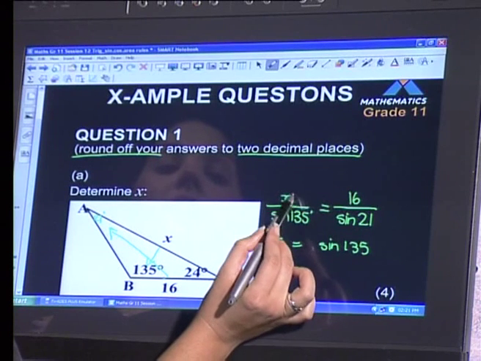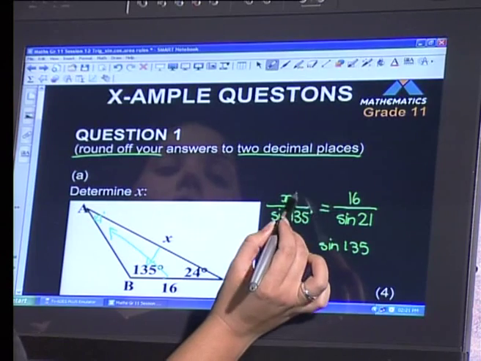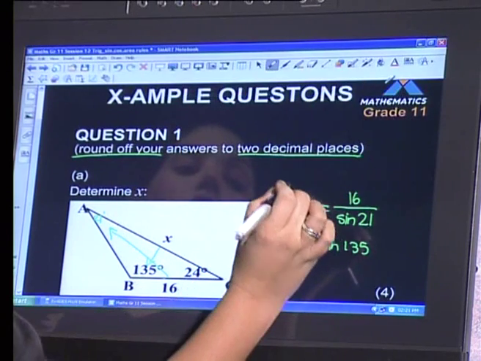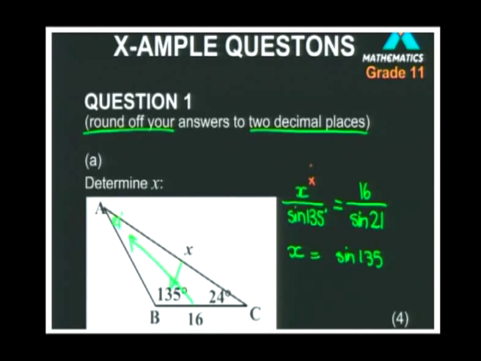We want to make x the subject of the formula, so we would multiply, and I'm going to change the color so that you can see this. You would multiply this side by sine 135, and whatever we do to the one side. Sorry, I can't see that sine 135. Okay. Can you try and make it a bit bigger, please? Sure.